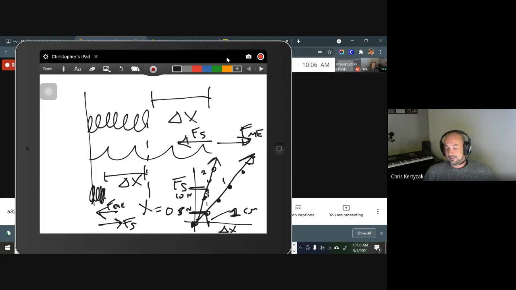Because it took 10 newtons of force just to compress it by 1 centimeter, whereas spring number 1, the one I have on the lower line, required only 5 newtons of force to stretch the same 1 centimeter, right? And that's the concept of the spring constant, right? It's a strength profile for a particular spring, right?